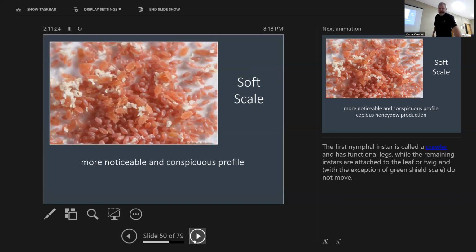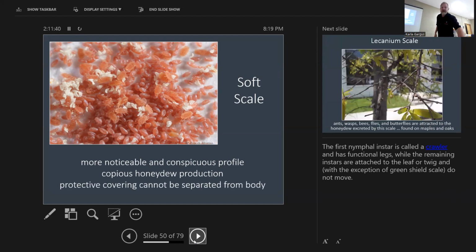Let's see. There's a series of little tiny ones. You can see it's just so many of them. Little tiny crawling legs. They move to a certain place, set up shop, molt into adulthood, and they just feed on that plant. Set up the scale, and they set up shop. Lots of honeydew. These produce a lot of honeydew too.